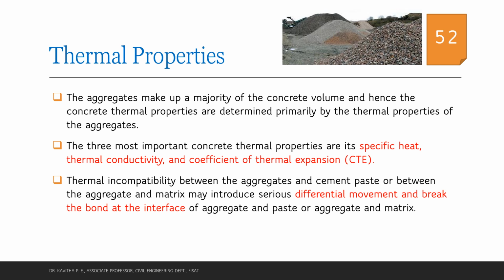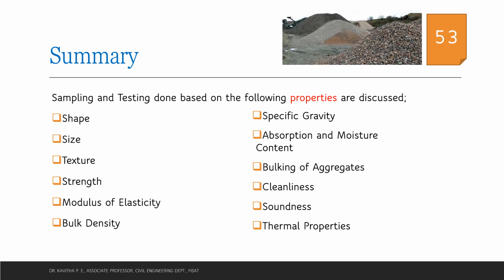Thermal incompatibility between aggregate and cement paste or aggregate and the matrix will definitely cause a differential movement and breakage of bond at the interface of aggregate and paste as well as between the aggregate and matrix. So we have to be very careful in selecting the aggregate which has the same thermal properties as that of hydrated cement. Let me summarize sampling and testing done based on different properties.